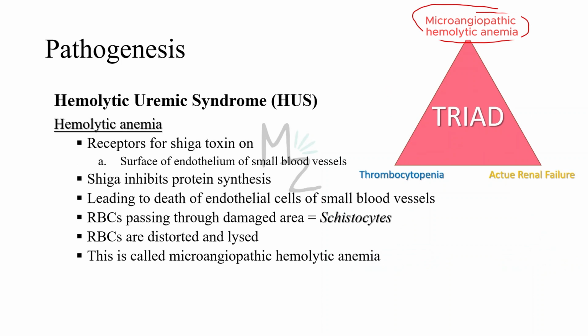Hemolytic anemia. It occurs because there are receptors for Shiga toxin on the surface of endothelium of small blood vessels, the capillaries. Death of endothelial cells of small blood vessels occurs. Why? The reason is that when red blood cells pass through the damaged area, they become grossly distorted and are termed schistocytes, and then they are lysed. And this condition is called microangiopathic hemolytic anemia because there is destruction of red blood cells.